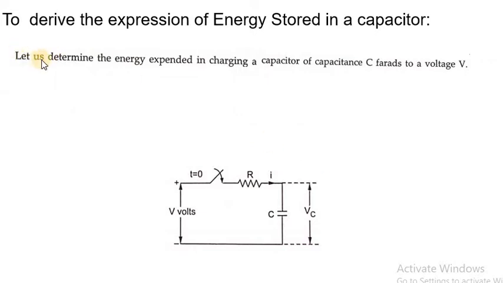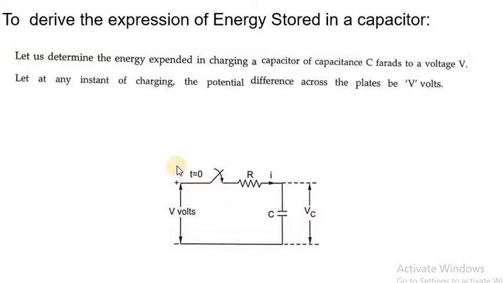Now to derive the expression, first of all we have to assume that this is the capacitor of C farad we have taken in this particular circuit, and this capacitance of C farad is going to charge or store the energy from the supply voltage V volt. Now at any instant of charging, the potential difference across the plates will be V volt.